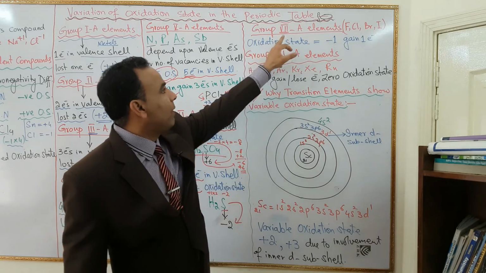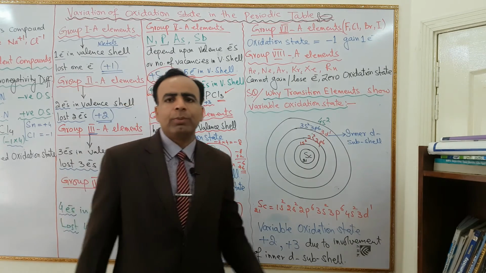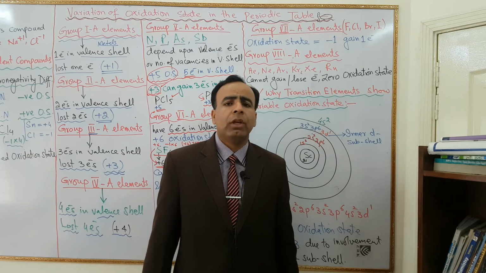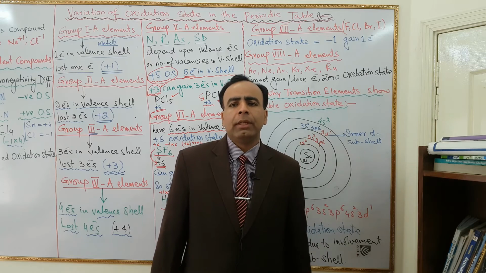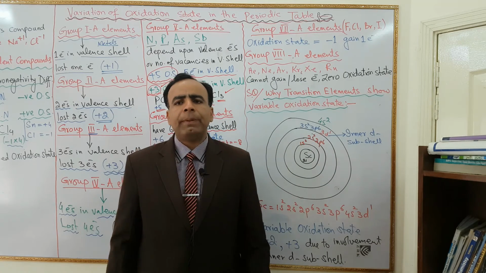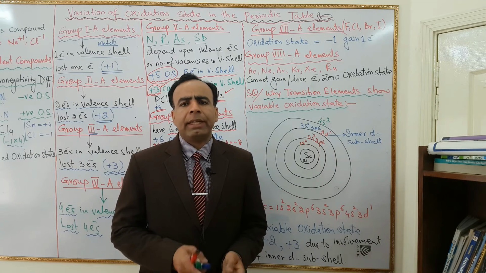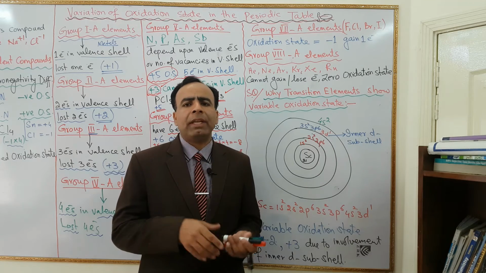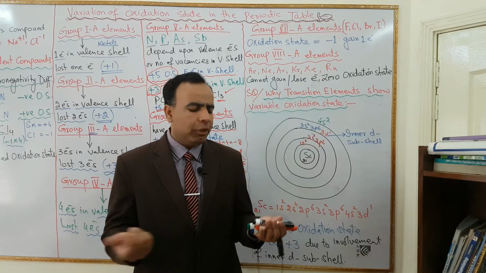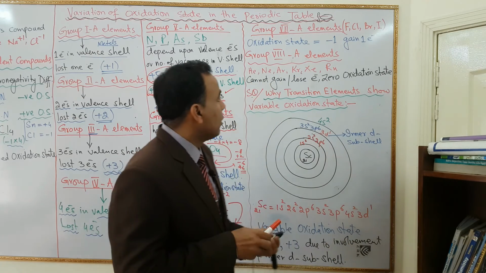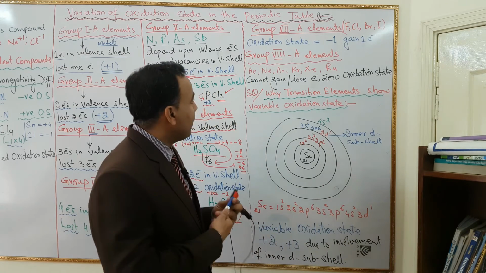Now group 7A elements, dear students. Group 7A elements are called halogens: fluorine, chlorine, bromine, iodine and astatine. Their oxidation state will be -1, as they can gain one electron to complete their valence shell. Number of vacancy in the valence shell is one. It's very simple and easy one. Now the last one is group 8A elements.